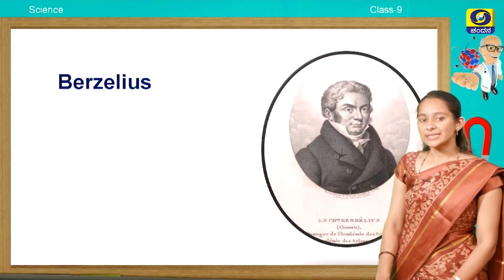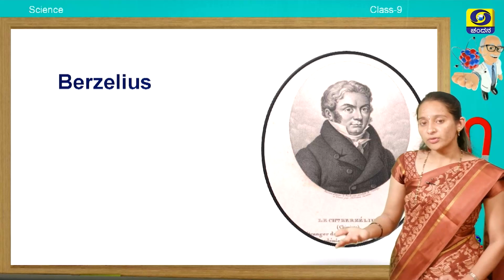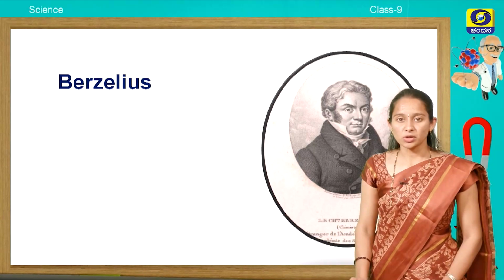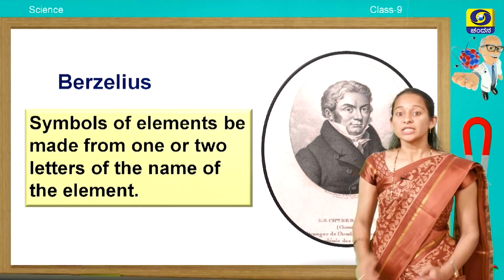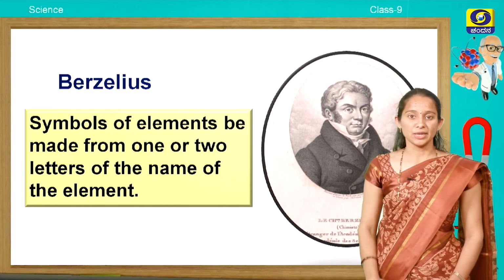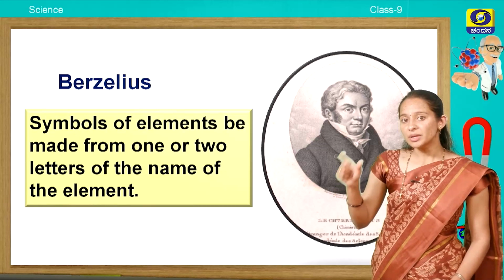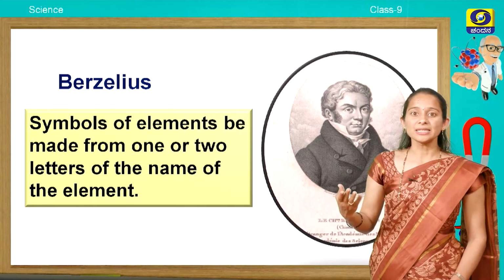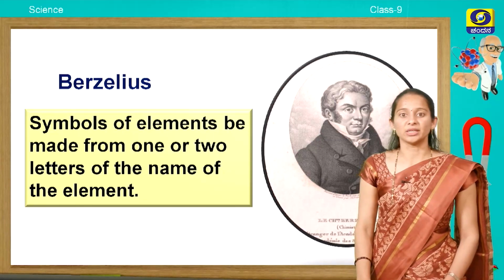Later on, a scientist called Berzelius, he has given further idea about the symbols of elements. He said that symbols of the elements can be taken from the name of the element. First 1 or 2 letters from the name of the element can be considered as symbol of that particular element.